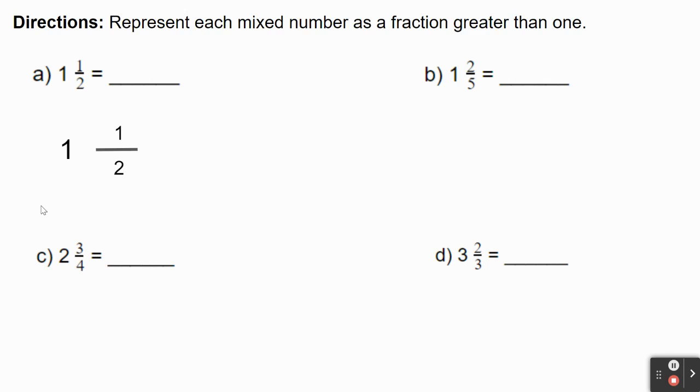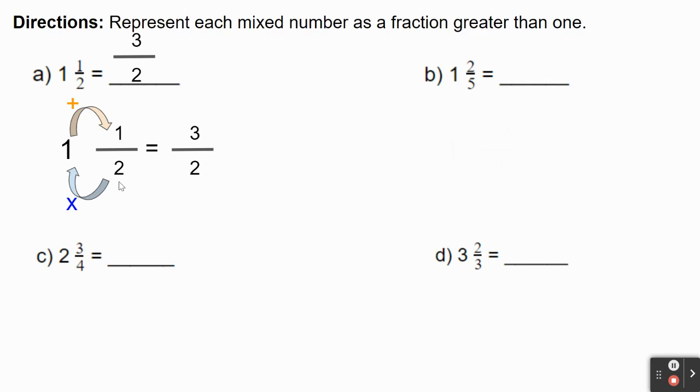First, we have 1 1/2. What we can do, instead of rewriting the 1 as 2 halves and then adding them together, another thing we could do is multiply the denominator 2 by the whole number 1. So 2 times 1 equals 2, and then we add whatever the numerator is. So 2 times 1 is 2, plus 1 is 3. So the numerator is going to be 3, and the denominator stays the same as 2. So 1 1/2 is equivalent to 3 halves.